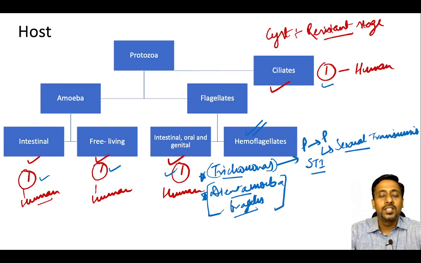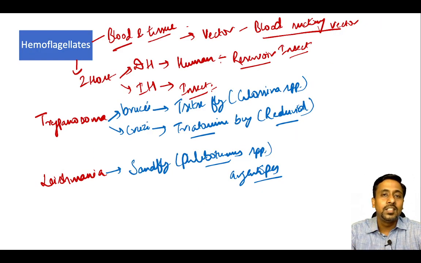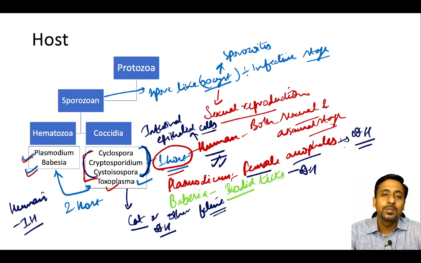So I hope in this video you will be able to understand the number of hosts, and also be able to remember the name of the host. Just use a basic concept: in case of amoeba, lumen-dwelling flagellates and ciliates, as they have got a cystic stage, they don't need another host, so they have got only one host. Hemoflagellates are flagellates present in the blood, so they need a blood-sucking insect or vector to complete their life cycle. So that's why these insects are the second host and they are intermediate hosts in this case.